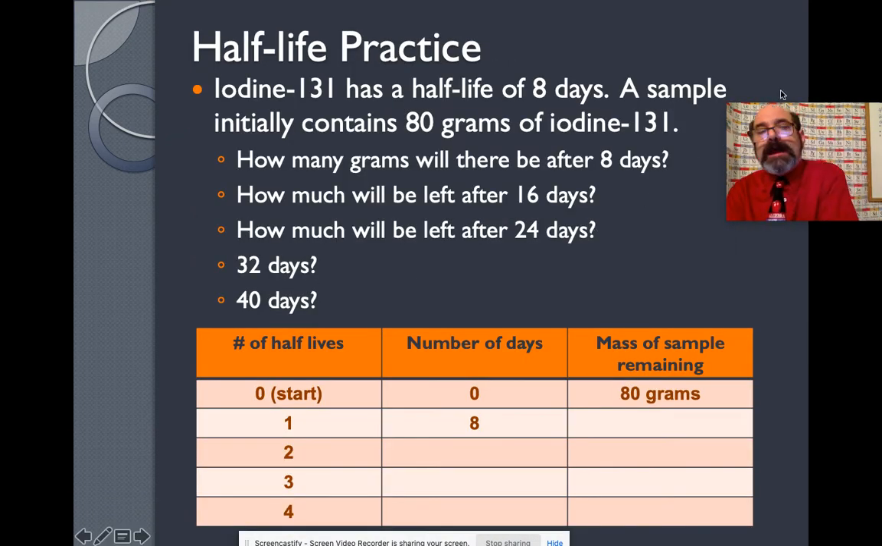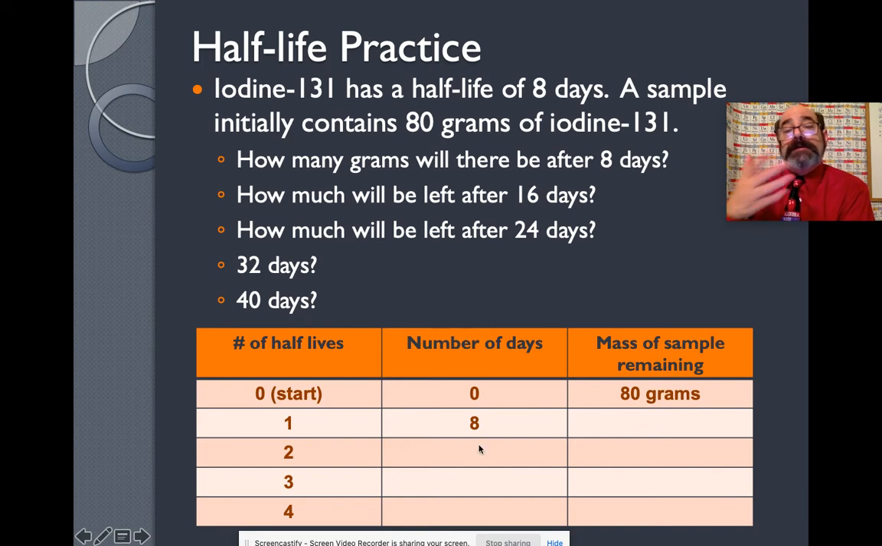Okay, so here's some math practice. Don't want to spend too much time on this, but here it is. We have iodine-131. It's an isotope of iodine, and it has a half-life of 8 days. If you start off with a sample of 80 grams, how many will there be left in 8 days? Well, one half-life is 8 days, so half would be 40.